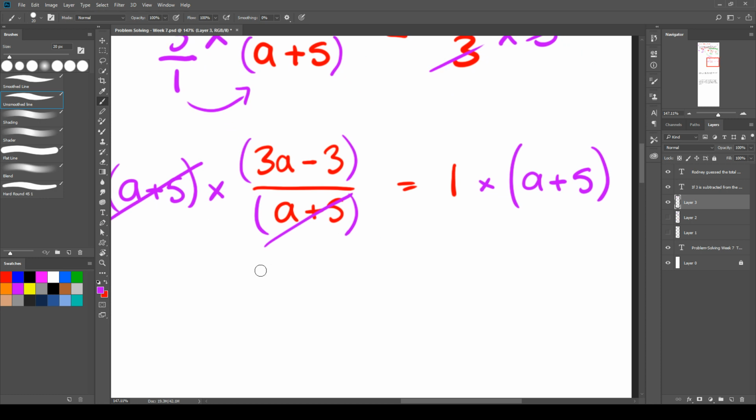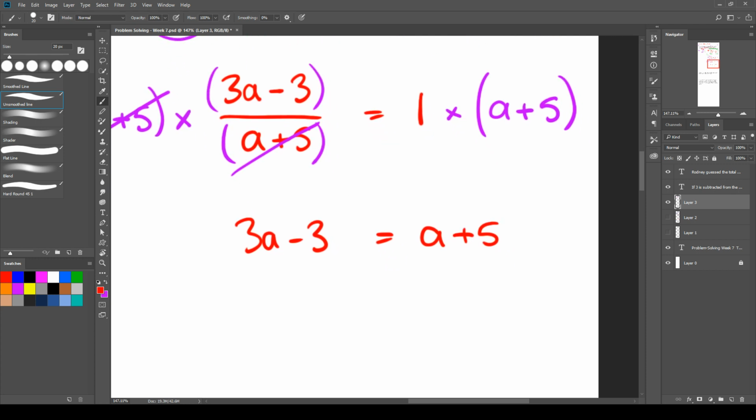So what am I left with? Well, this is just going to be 3a, take 3. This thing here and this thing here would just cancel out to 1. So 3a take away 3, all divided by 1. So that 1 is just invisible now because it's not needed. 1 times a gives me a. 1 times 5, positive 5, gives me positive 5.